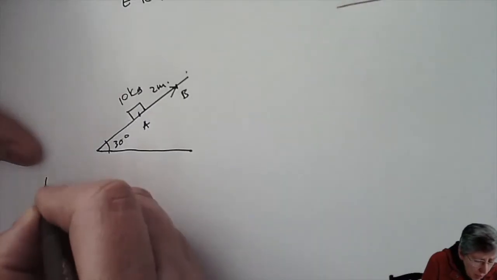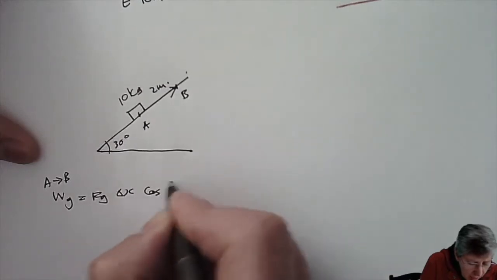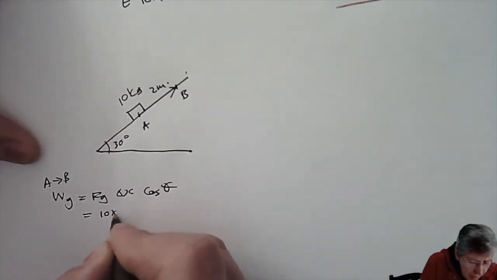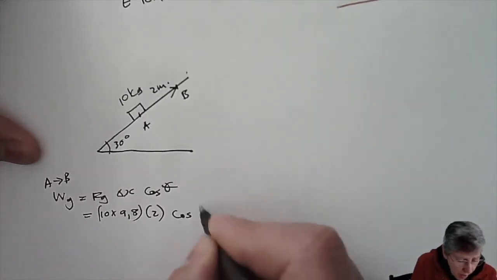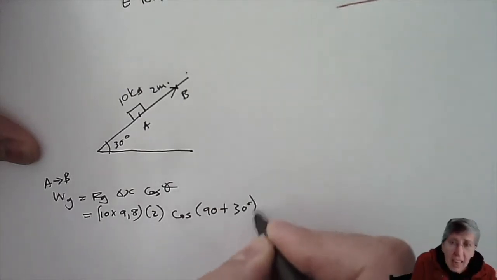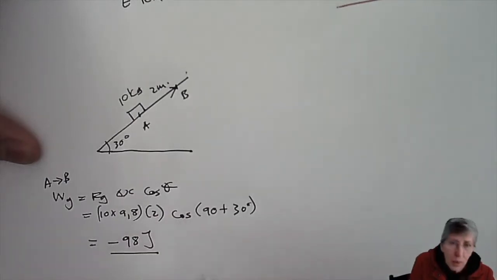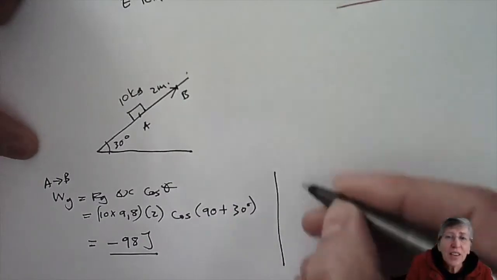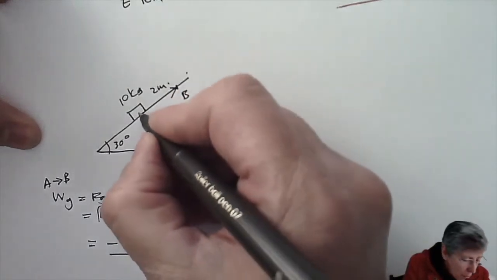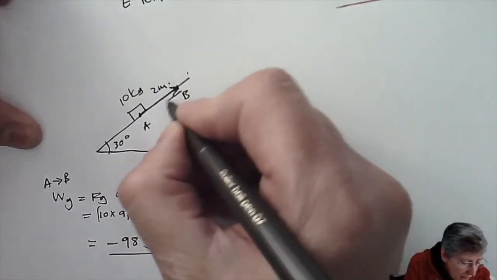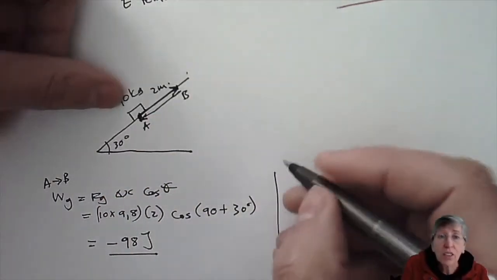What was the work done by gravity from A to B? That was Fg delta x cos theta, and that was 10 times 9,8 times 2 times cos, and that was 90 plus 30, and we ended up there having minus 98 joule. Remember that one? Okay, we've done that just now. So now for the second one, they're talking about a closed path. So I've moved from A to B. If I now move back from B to A, I'm ending up at the same spot that I started with. So that will be a closed path.